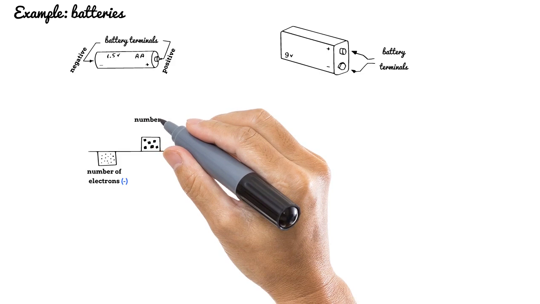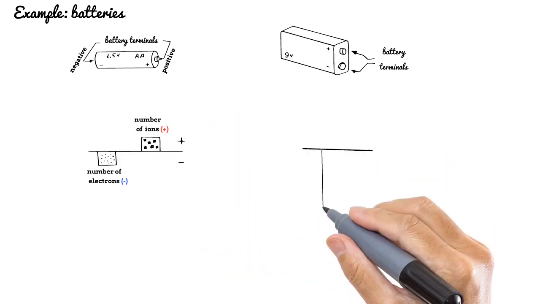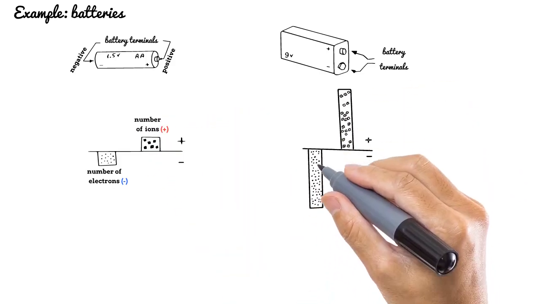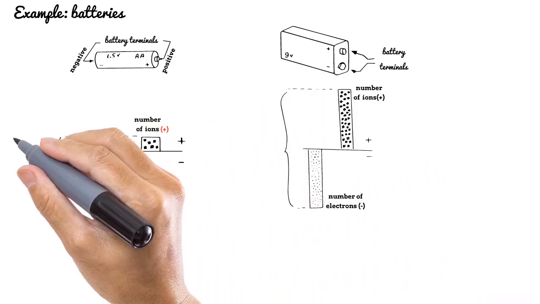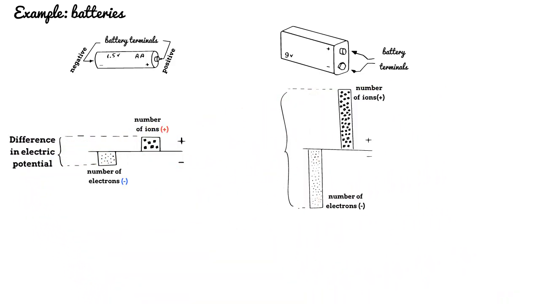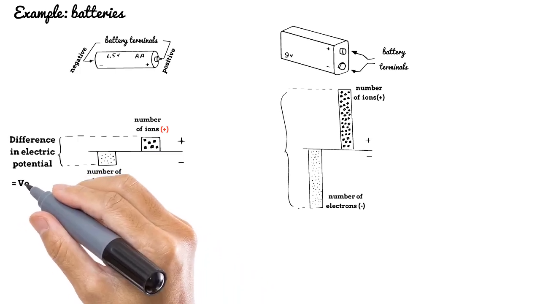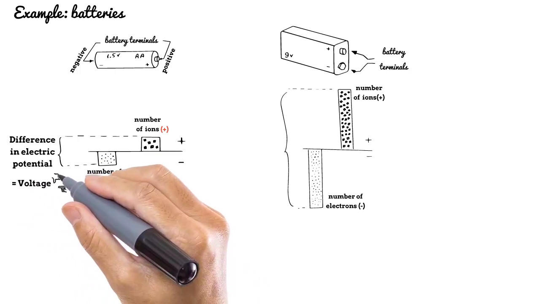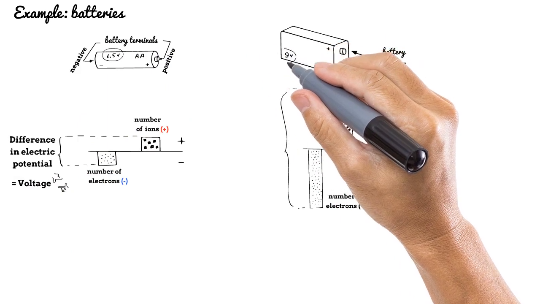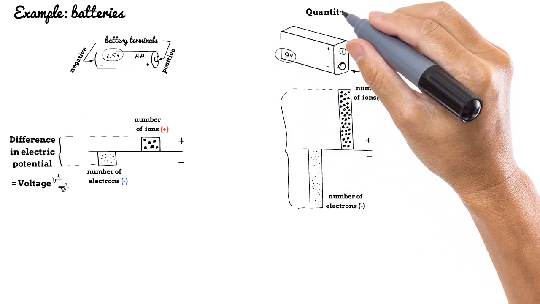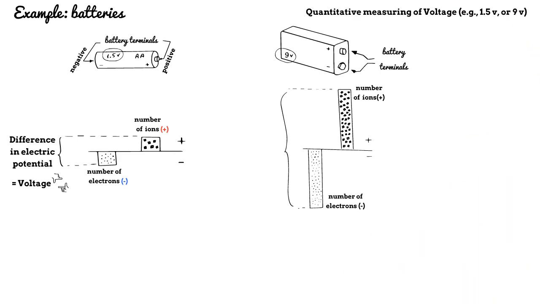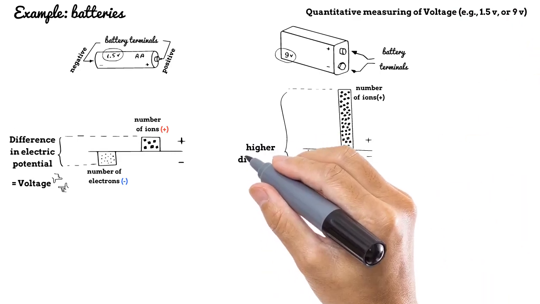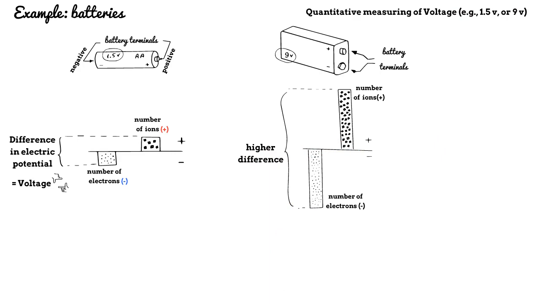By the way, the more electrons on the one side and the more positive ions on the other side, the higher the difference in electrical potential between 2 points. And such difference is named voltage. 1.5 volts or 9 volts labels on batteries, for example, are about quantitative measuring of voltage. The higher the number, the higher the difference in electrical potential between battery terminals.